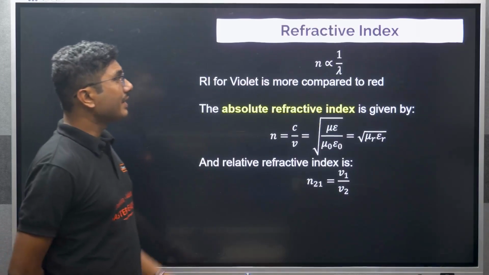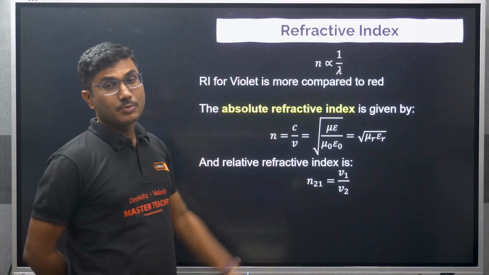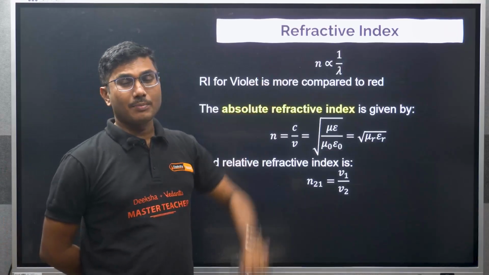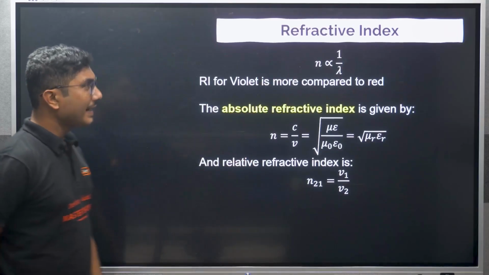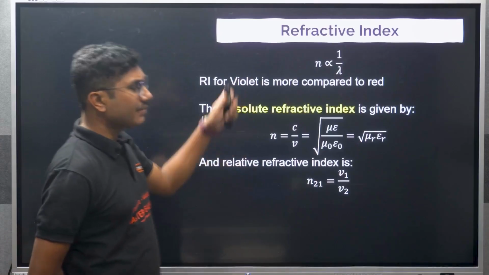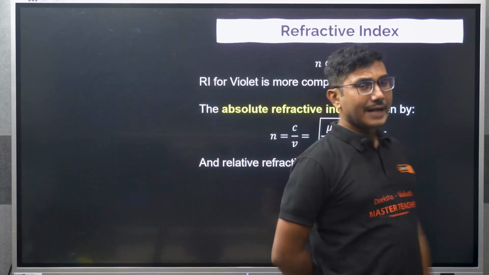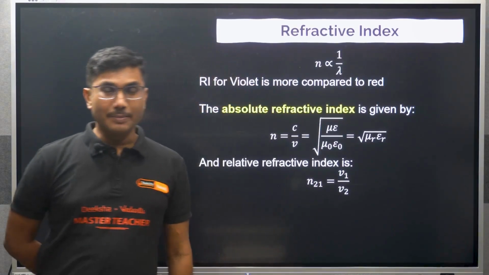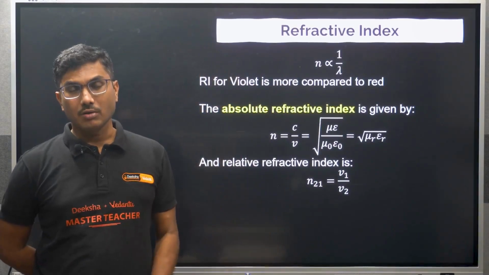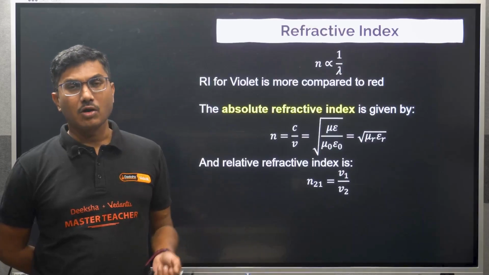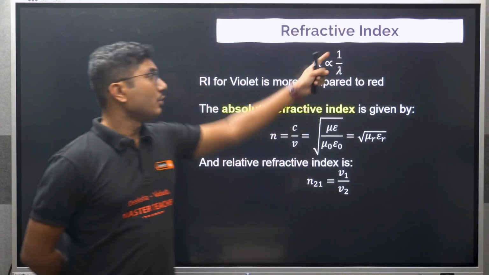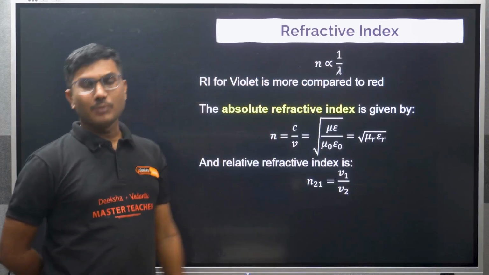Refractive index is inversely proportional to the wavelength of the light. So n is proportional to 1 upon lambda. Refractive index is basically how much the light will bend when it enters from one medium to another, whether it will bend towards the normal or away from the normal. That is determined by the refractive index, right? So refractive index is inversely proportional to lambda.